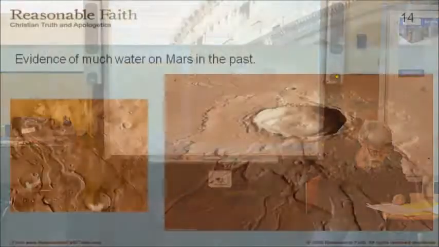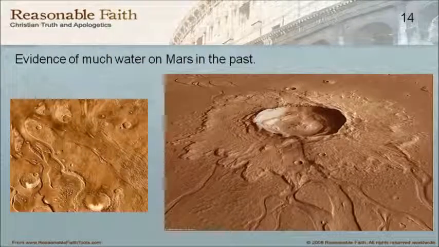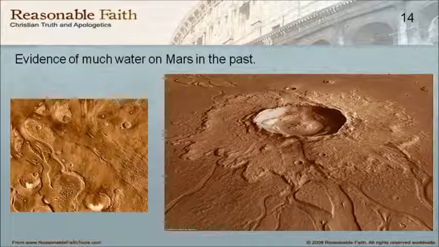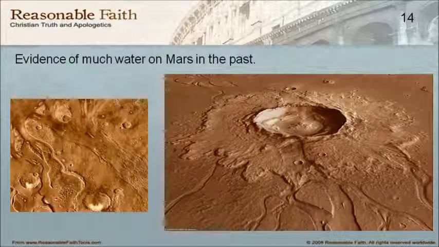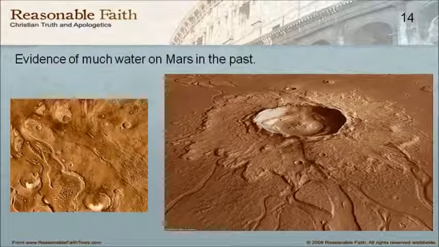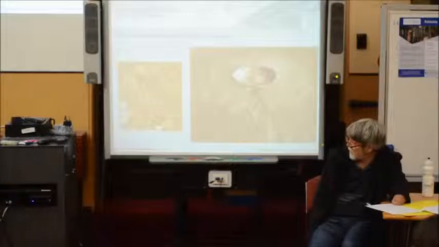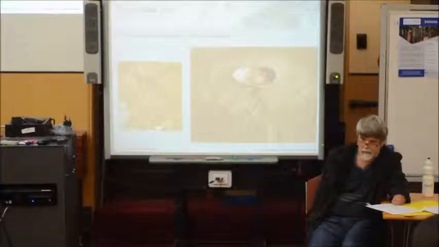Next slide, 14. You can see these look wet. The left-hand picture shows water channels on the surface of Mars. These features are extremely large. That crater in the bottom there is probably about 35 kilometres across.